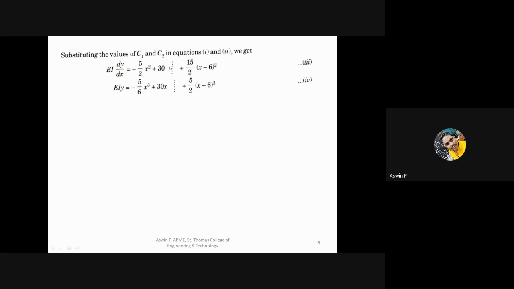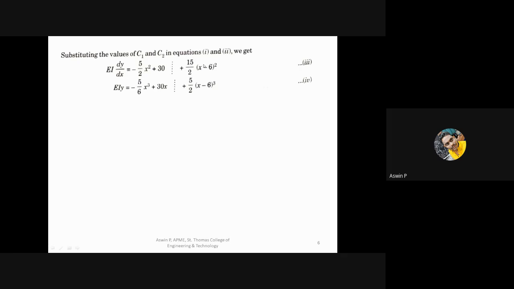Okay, here I have put the value of C1, that is 30, in the slope equation. And here I am putting the values of C1 and C2, that is C1 is 30 and C2 is 0. Since it's 0, we can omit that one. So the deflection equation will be like this, and the other equation will become the slope equation.